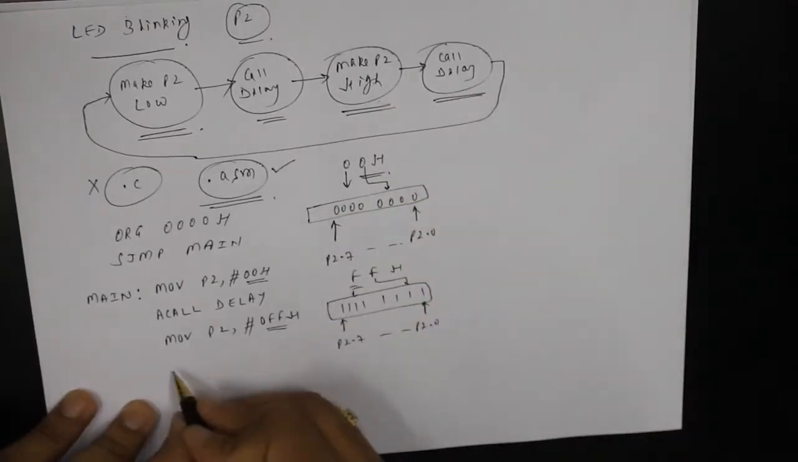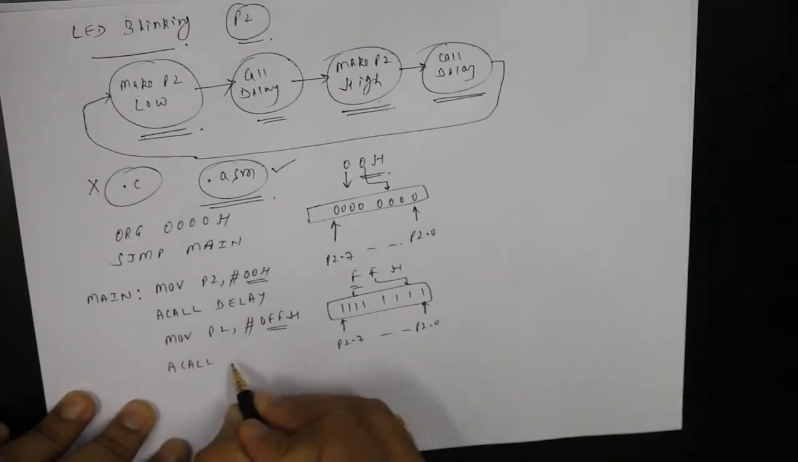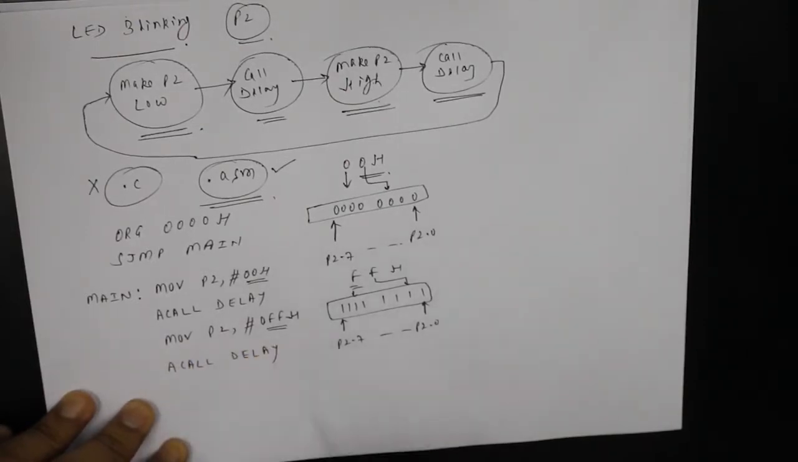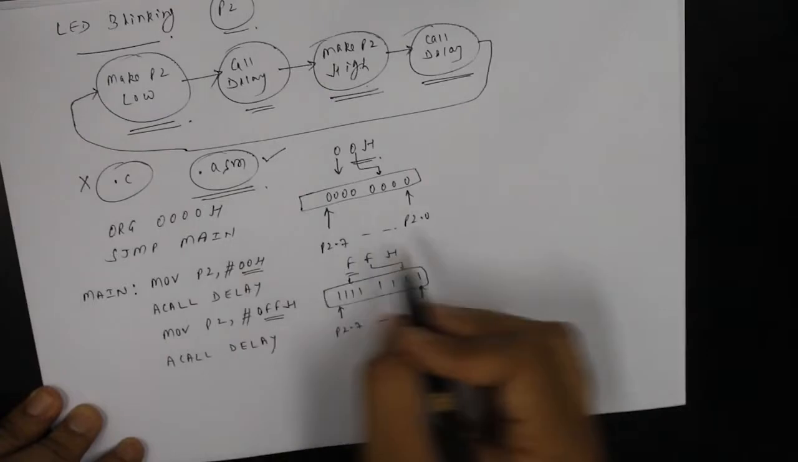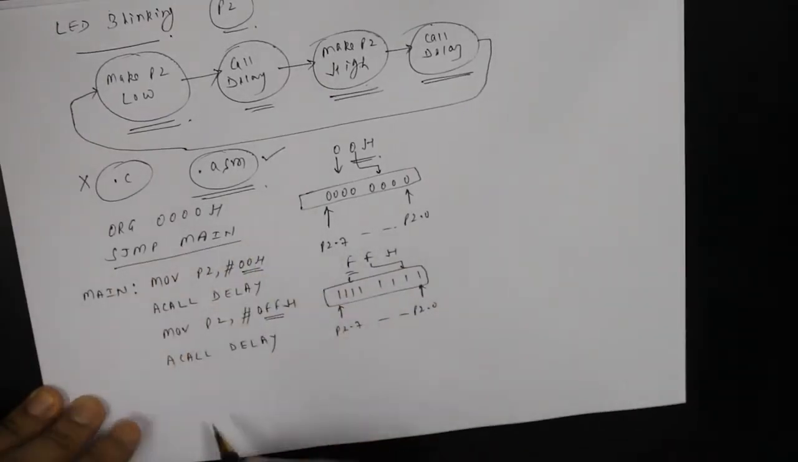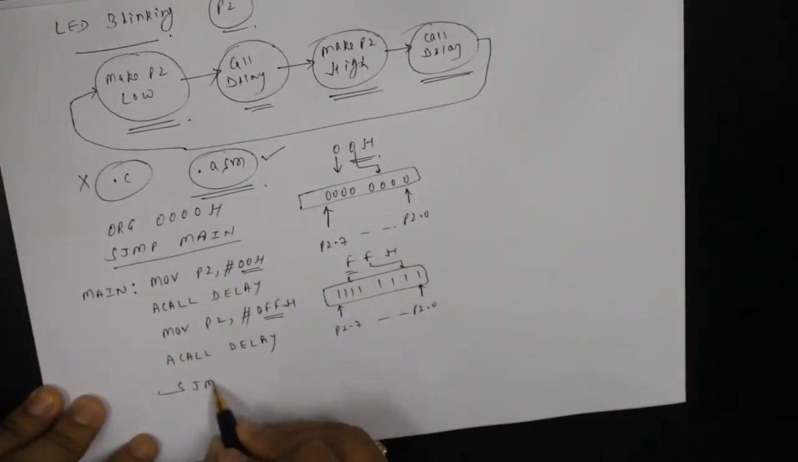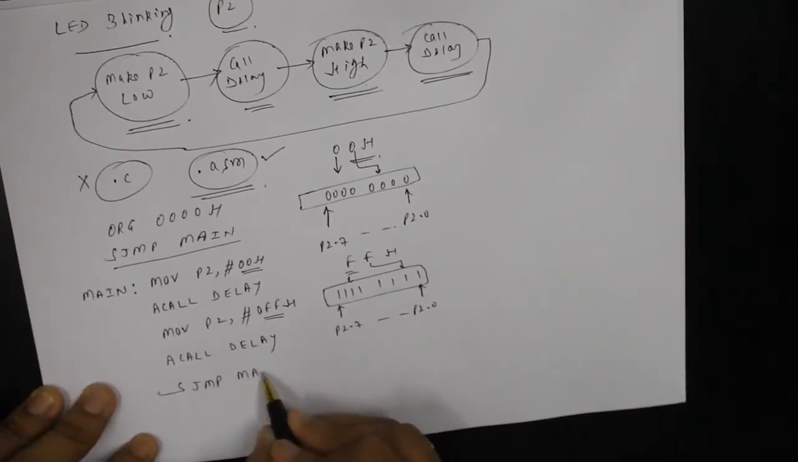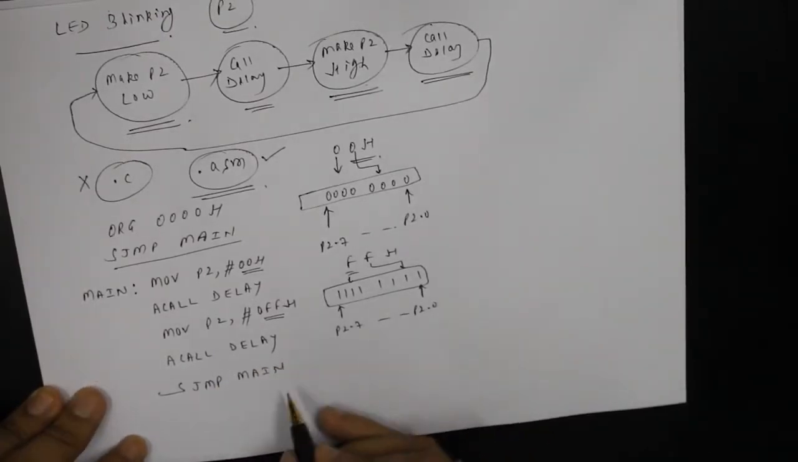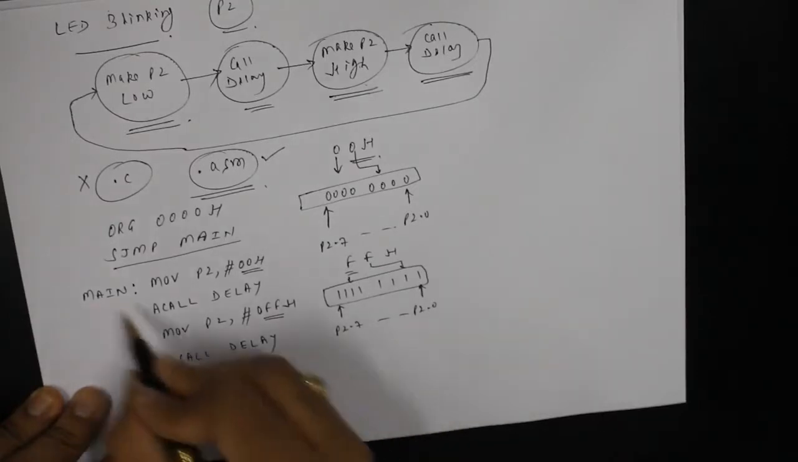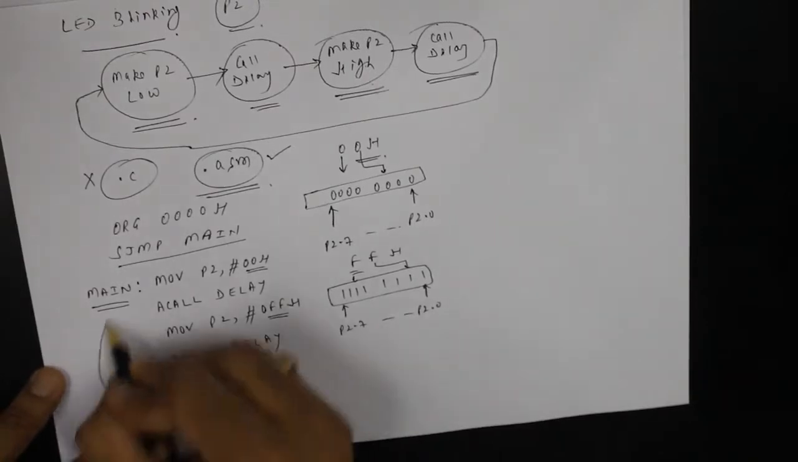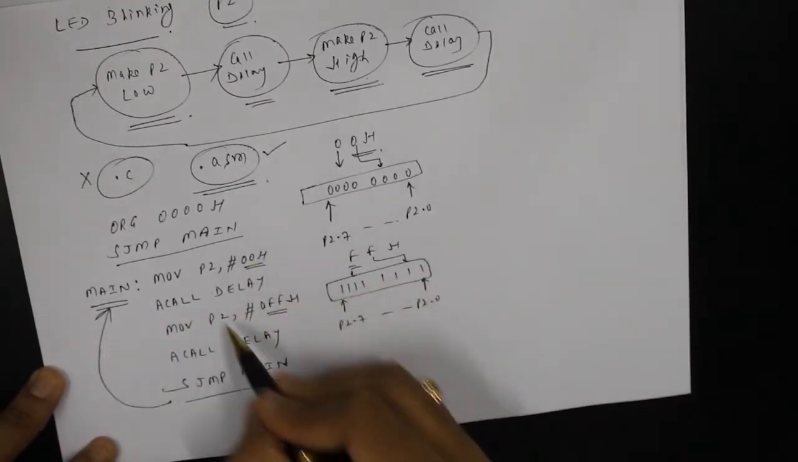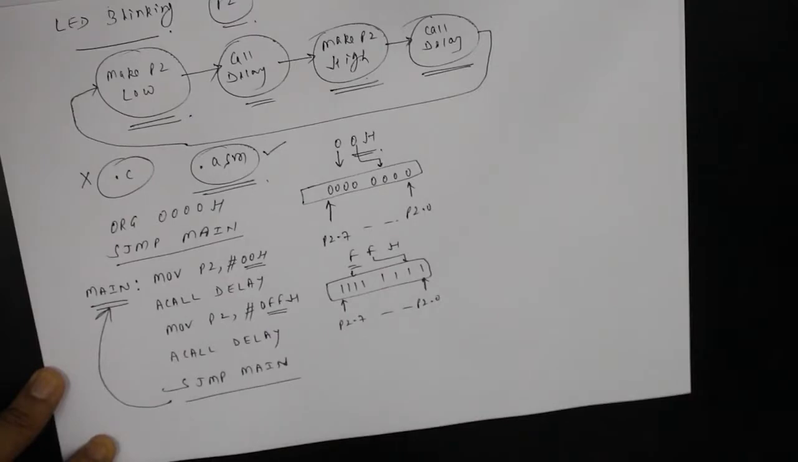Now we have to again call the delay subroutine. So we'll say acall delay. This is going to call the delay subroutine again, and then everything has to be in a loop, and the simplest way of doing this is to use sjmp, short jump, main. What does it mean? Jump to the main label. So this is your main label. Writing this means you are jumping back here, and then the entire sequence of events is going to repeat.